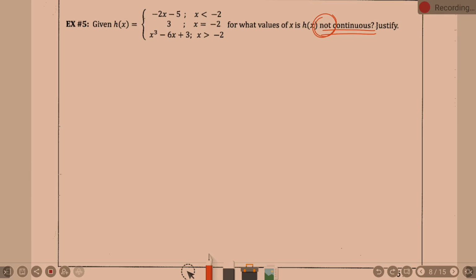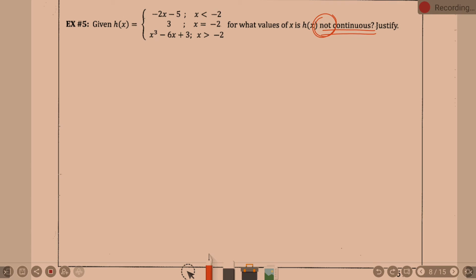3, is that continuous? Yeah. It's a horizontal line, not vertical. x cubed minus 6x plus 3, is that continuous? Yeah, it's some kind of cubic, right? Again, they're all polynomials, so because of that, each piece is continuous. And that's a good thing to start off checking, because if we have weird things that aren't, then we have to take that into account.